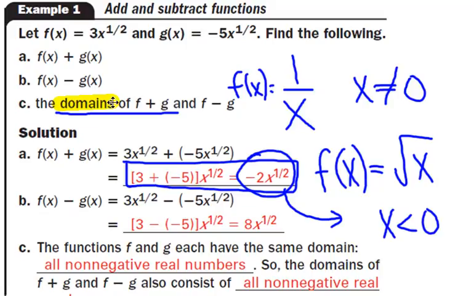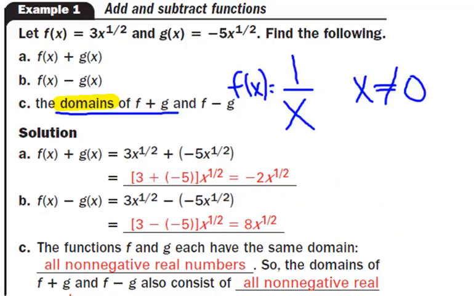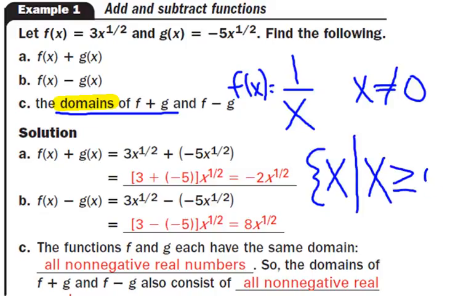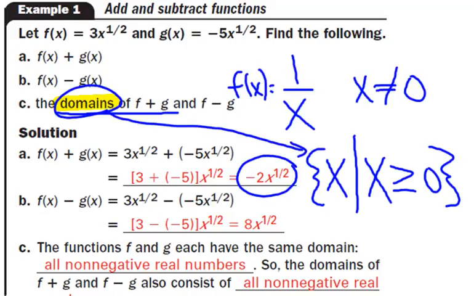So how would I write that? Well, you could say x is positive, but of course, I'm going to give you some fancy set notation. So set bracket, that means all the numbers for x such that x is greater than or equal to 0. So this is the domain for this function. All values for x such that x is greater than or equal to 0. And it could also be written with a colon like that.